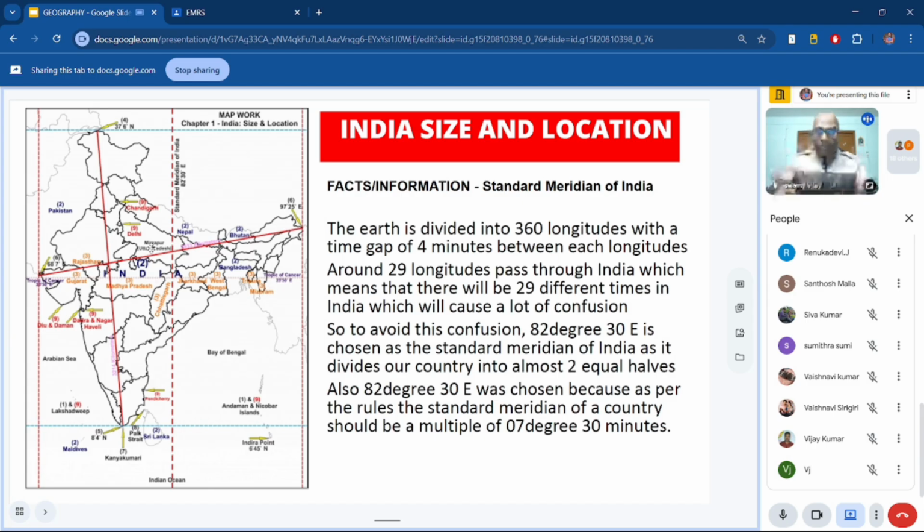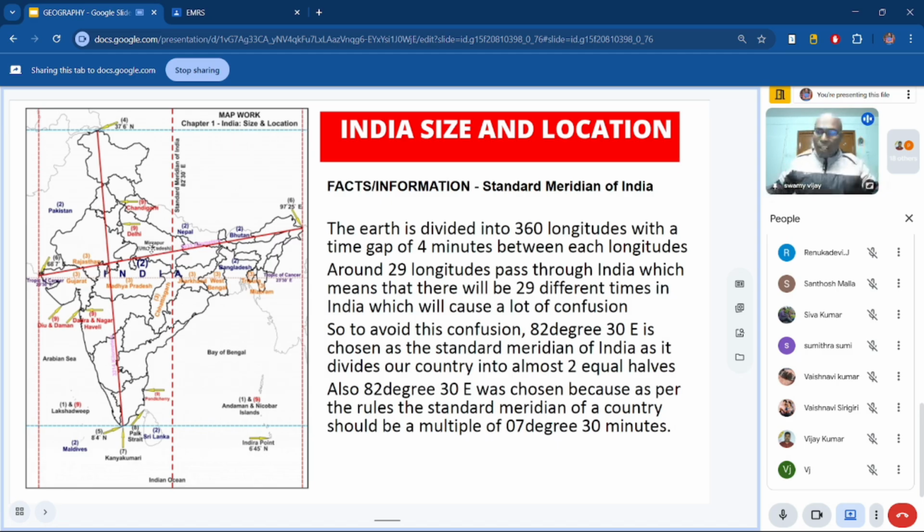Don't expect only direct questions; sometimes they may give you assertion and reasoning questions also. Also, 82 degree 30 minutes east was chosen because as per the rules, the standard meridian of a country should be a multiple of 7 degree 30 minutes. So these are the reasons why India has chosen 82 degree 30 minutes east longitude as the Indian Standard Time or the standard meridian of India.